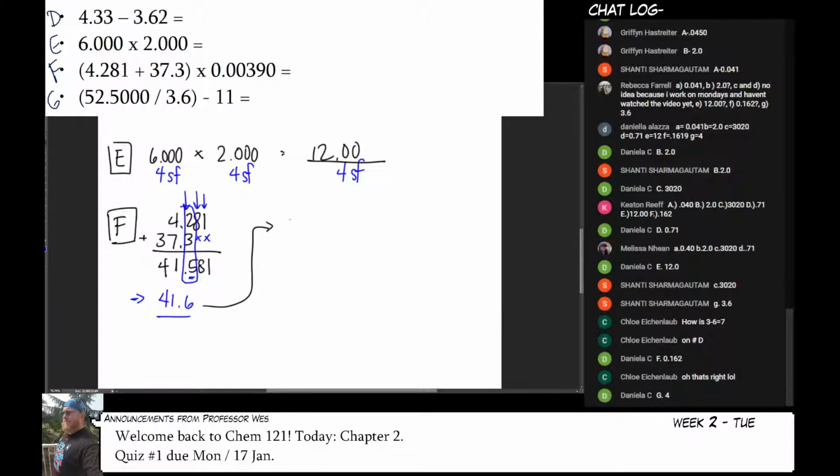And now I have to take that number and multiply it by 0.00390. And according to the calculator, when I do that, I get 0.16224. And now we'll do the multiplication rules for sig figs. This has 3 sig figs. These are my significant figures for this value. So my answer should have 3 sig figs, and I will take these 3 right here.